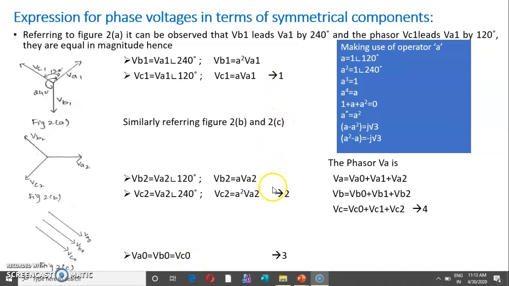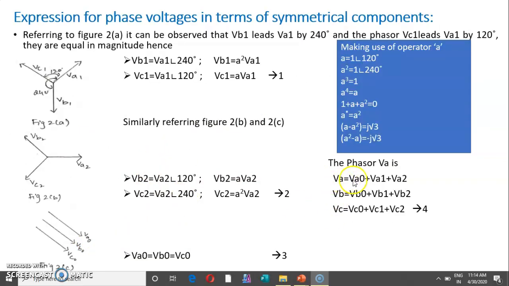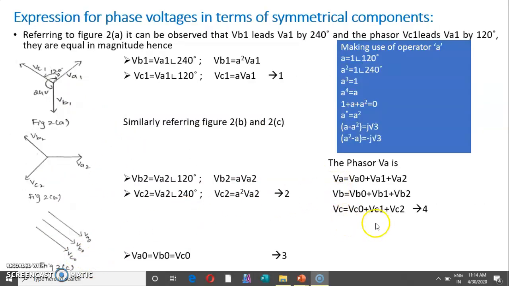So using equations 1, 2, 3, we can write an equation now. The phasor VA, which I have taken in the previous, can be resolved in terms of VA1, VA2 and VA0. Same we have referred: VA is equal to VA0 plus VA1 plus VA2. Similarly, VB is equal to VB1 plus VB2 plus VB0. Same we have written here. Similarly for VC, VC is equal to VC0 plus VC1 plus VC2.